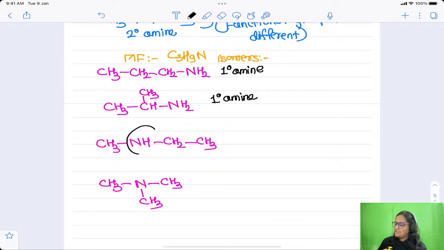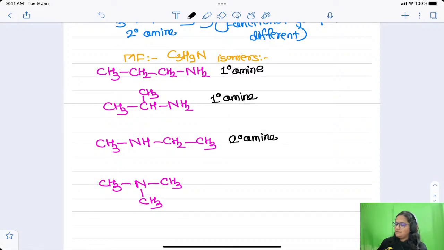The next has NH. Only NH stands for secondary amine. Then this one has only N. Only N stands for tertiary amine, right? So these are the 4 different isomers of the C3H9N molecular formula, right?